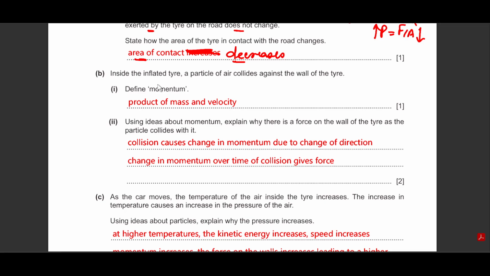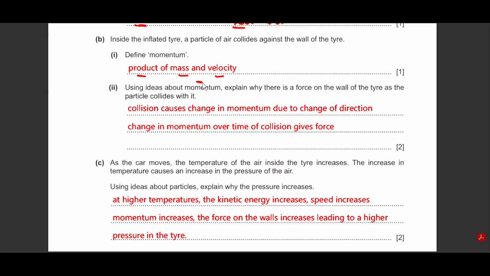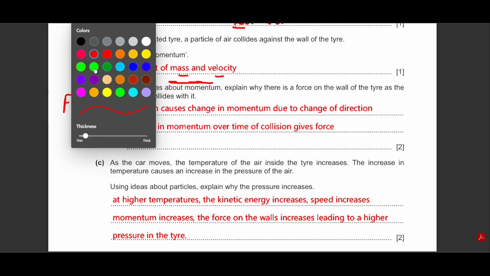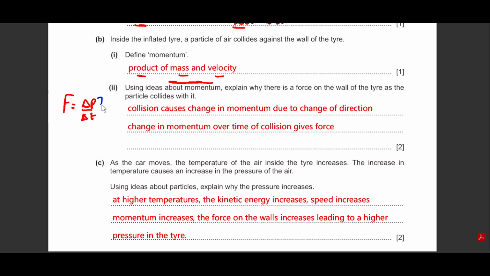Inside the inflated tire, what is its momentum? It's simply a product of mass and velocity of the object. Using ideas about momentum, now we need to involve momentum, force, time, impulse, something like this. So force is defined as delta P divided by delta T, or rate of change of momentum. We're familiar with that. We're going to involve our answers around this. Explain why there is a force on the wall when the tire particles collide. This is a repeated question, classic question, how gas molecules exert pressure on surfaces. So the collision with the walls causes a change in momentum due to change of direction.